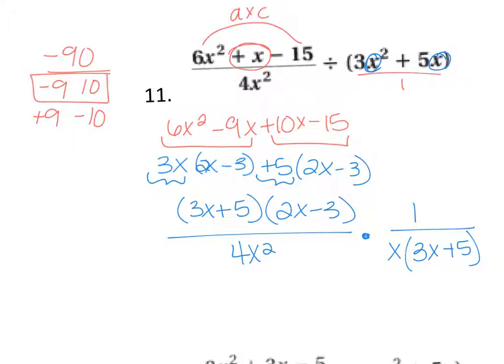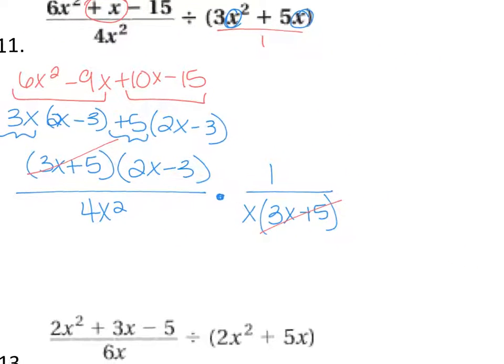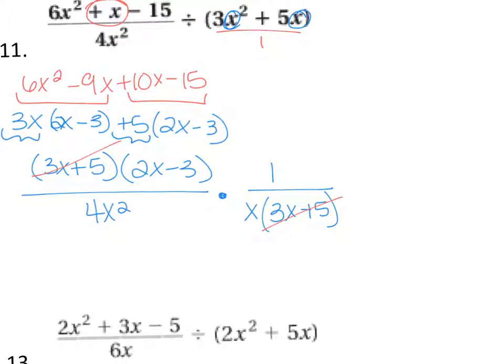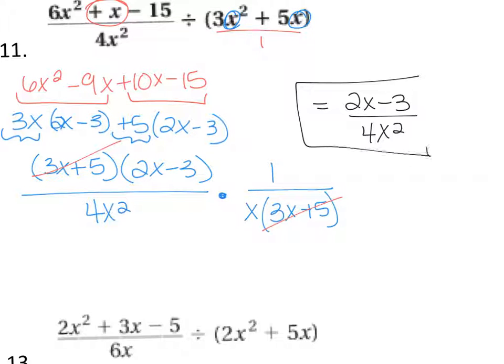Now let's see what I can cancel out. The first thing I see that I can cancel out are these two guys, and then I'm kind of left alone. I can't really cancel anything else out. So what I'm actually left with, that's okay, I can write that out. I am left with 2x minus 3 on top over 4x squared. There's nothing more I can do. It is okay to leave it like that, and that's just what I'm going to do. So this is my final answer.